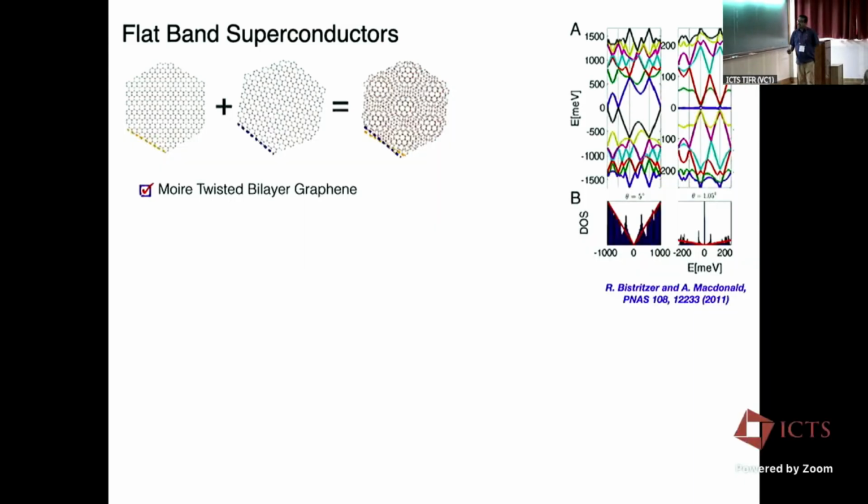In this case, it turned out that in 2011, before the modern experiments were there, Bistritzer and MacDonald had looked at this question and tried to ask what would be the band structure of these systems. And here is a calculation of the band structure, I think, at 5 degrees. And here is a calculation of the band structure at 1.05 degrees. What you need to see is that this blue band, which was about 500 millielectron volt, has essentially collapsed to something which you can hardly see in this.